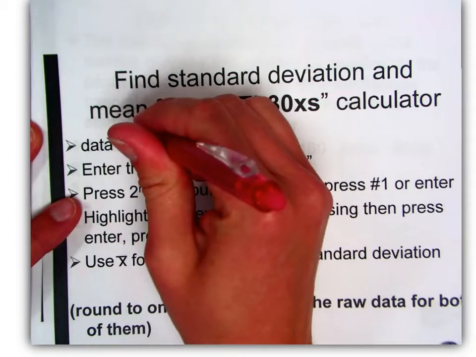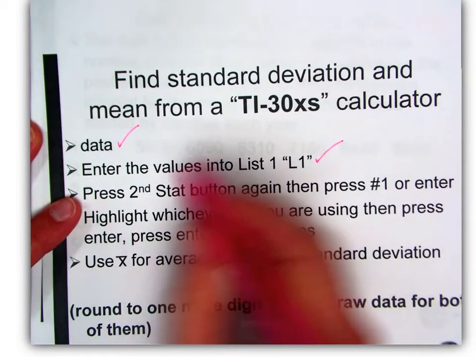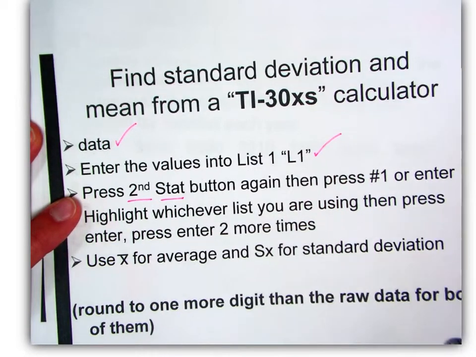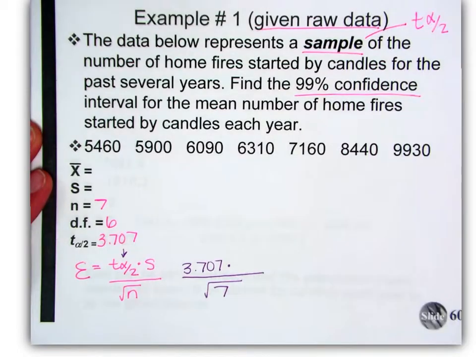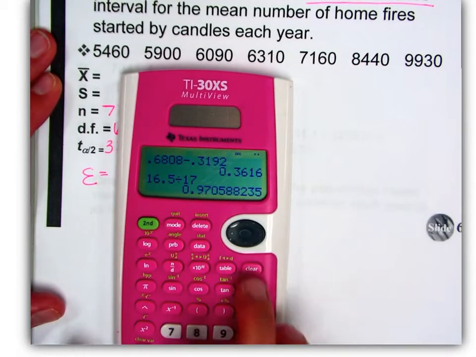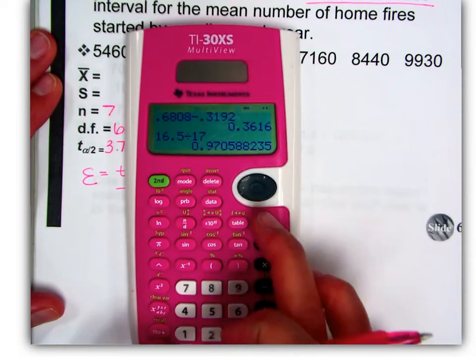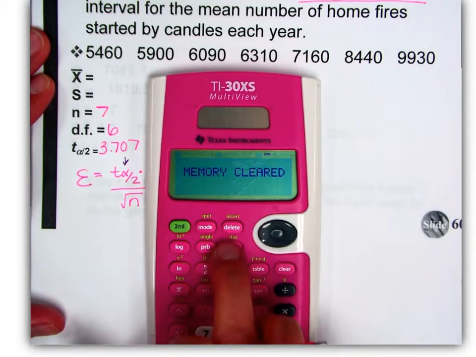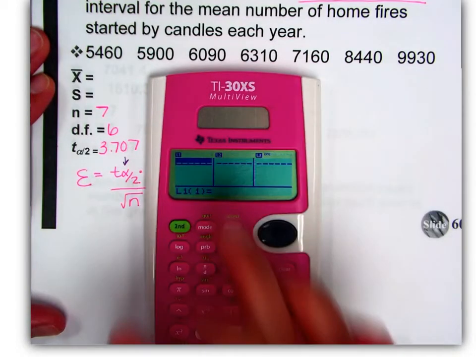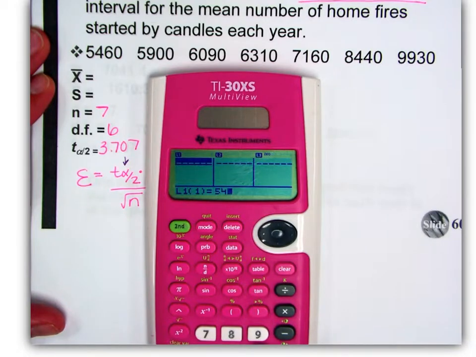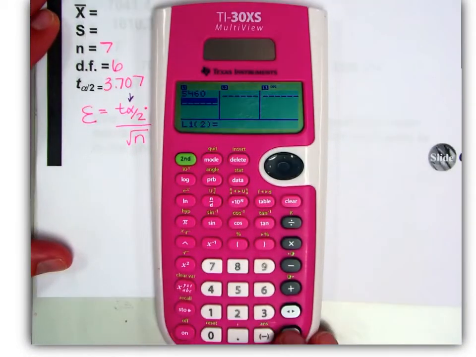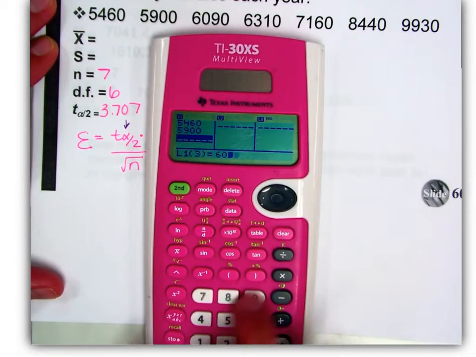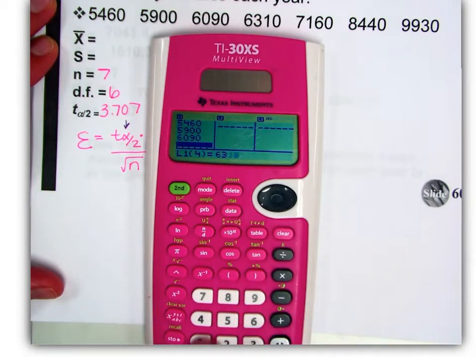We hit the data button, enter the data values in, press second stat, and then we're going to find all of the good information from there. So let's go ahead and do that. We're going to hit the data button, first turn it on. If you press on and clear at the same time, it clears everything, even your lists. So let's press the data button right there, and then enter in all the data values very carefully. So 5,460, and then you just press enter after you hit it, then 5,900, enter, 6,090, enter, 6,310.